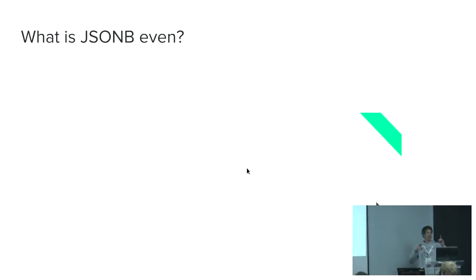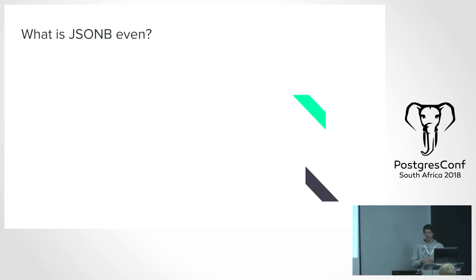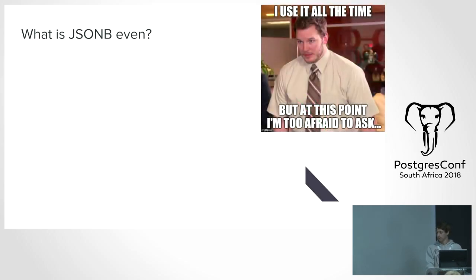Okay, so that's everyone's question, or at least I know that was mine in the beginning when I started working there, and I obviously knew a little bit about databases. I didn't know Postgres at all, and then there were these JSONB columns. Disclaimer, at first it was called JSON, but same thing, I didn't know what either of them was. We use it all the time, and like that guy said, at this point I'm too afraid to ask. So I used it for a long time and just didn't know really what it is.